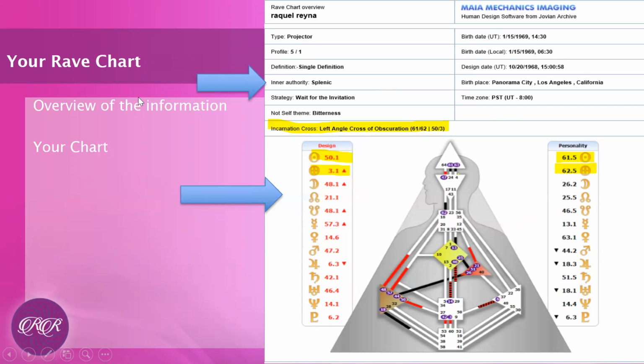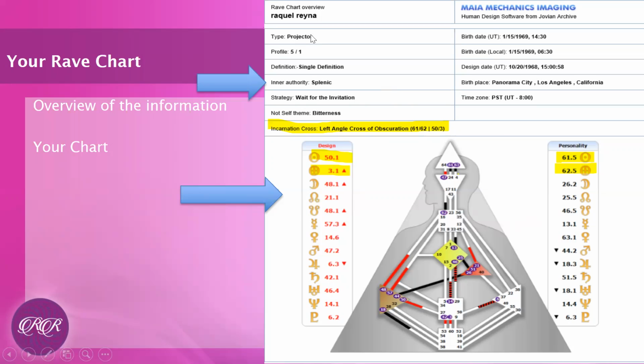So basically, when you get your chart, either from Jovian or if you are sending me your information, I'm going to pull up a chart that's going to have an overview of the information up top here, and then it's going to have a picture of the information here. So let me go through each area.